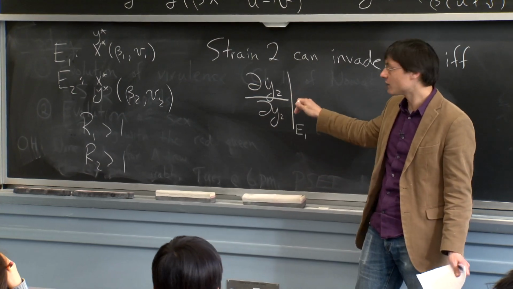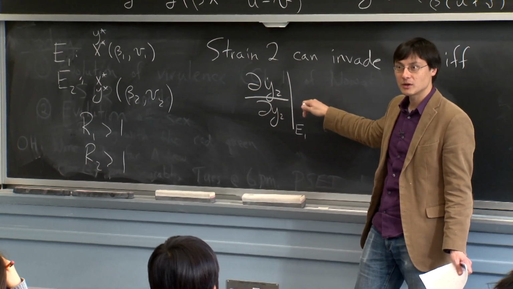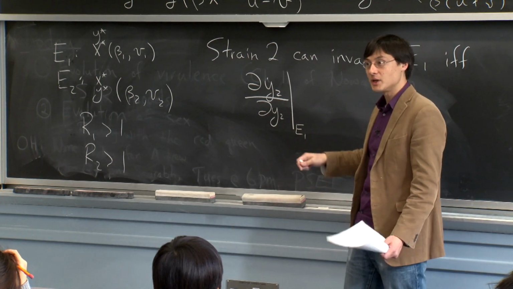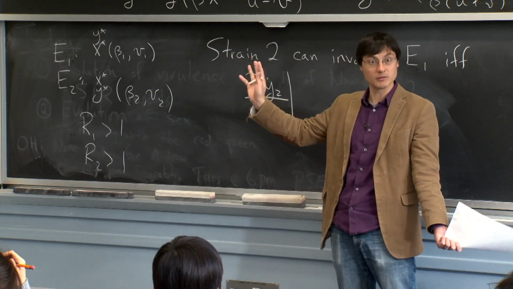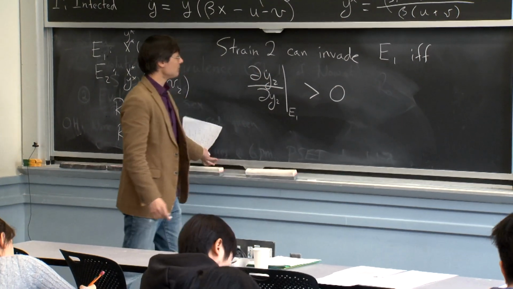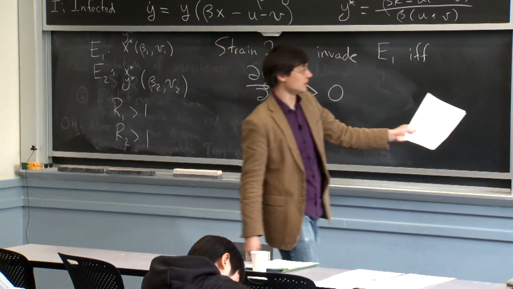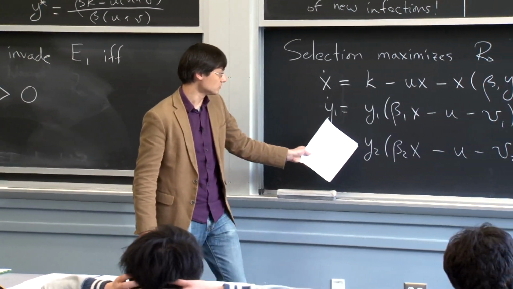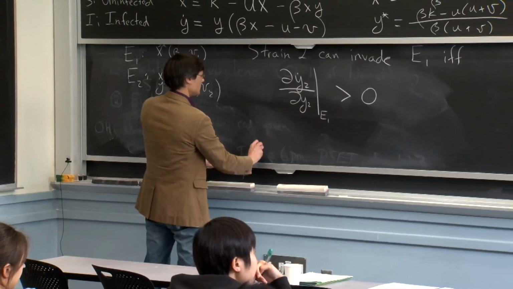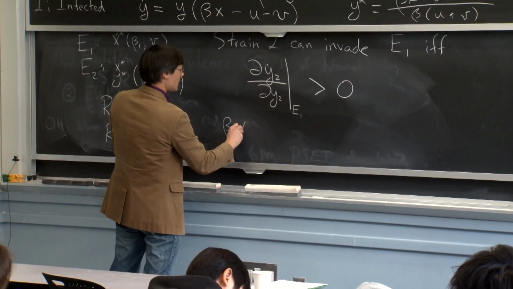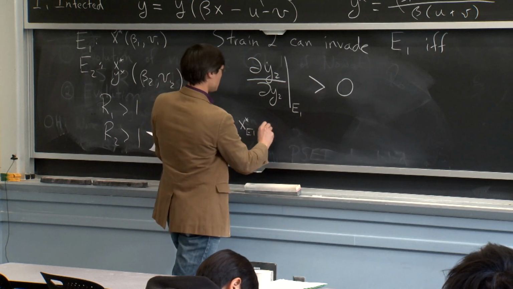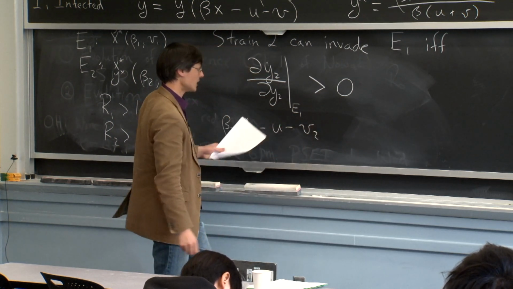Do we want this to be greater than 0 or less than 0? We're going to do a verbal answer. Ready? 3, 2, 1. Greater, because if you add a y2, you want y2 to start growing. So you want this thing to be greater than 0. This looks really crazy, but it's actually pretty easy to do, because you take the derivative with respect to y2 and you just get the thing in parentheses, evaluated at E1. So it's beta 2 times x star at E1, minus u minus v2, and this has to be greater than 0.